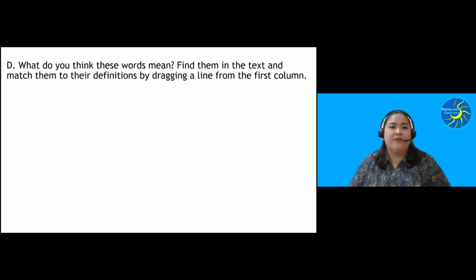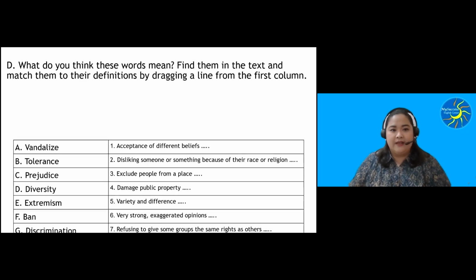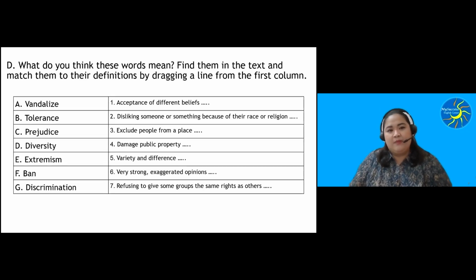vocabulary. What do you think these words mean? Okay, as I told you earlier, you will find them in the text and you need to match them to their definitions by dragging a line from the first column. Okay, here I got you the table. What's the meaning of vandalize? And what's the meaning of tolerance? What's the meaning of prejudice? Diversity, extremism, ban, or discrimination?